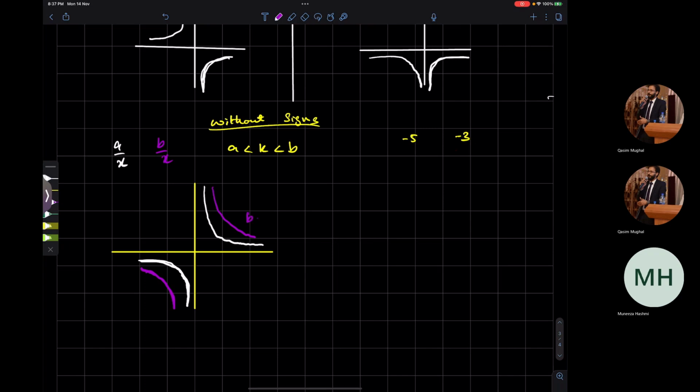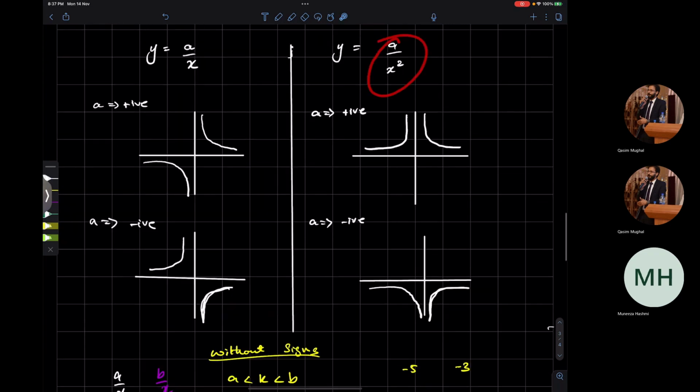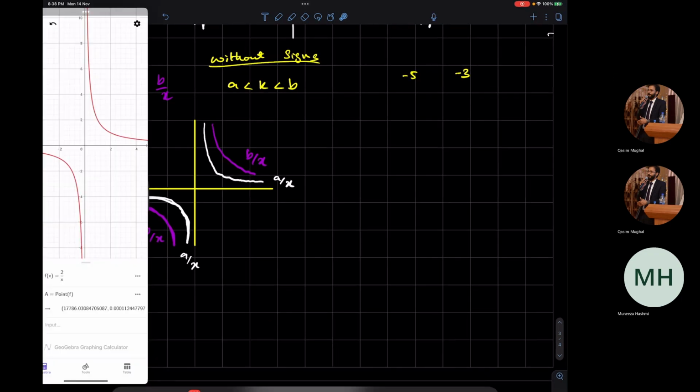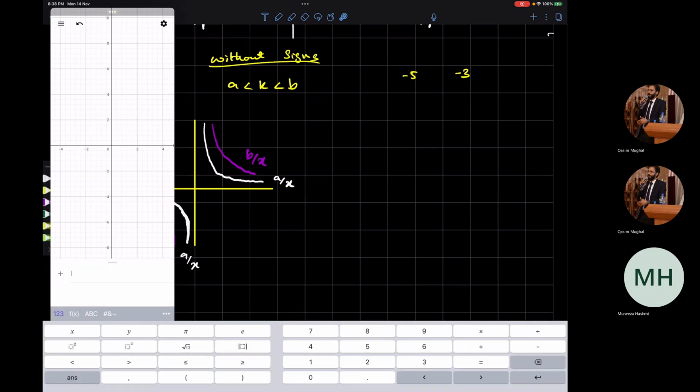For b over x, this is the one. And for a over x, this is the one. Okay? Same goes for this particular, for the square thing. Same thing. Now let's just look into the graphical. So I'm going to draw the graph of 2 over x first.